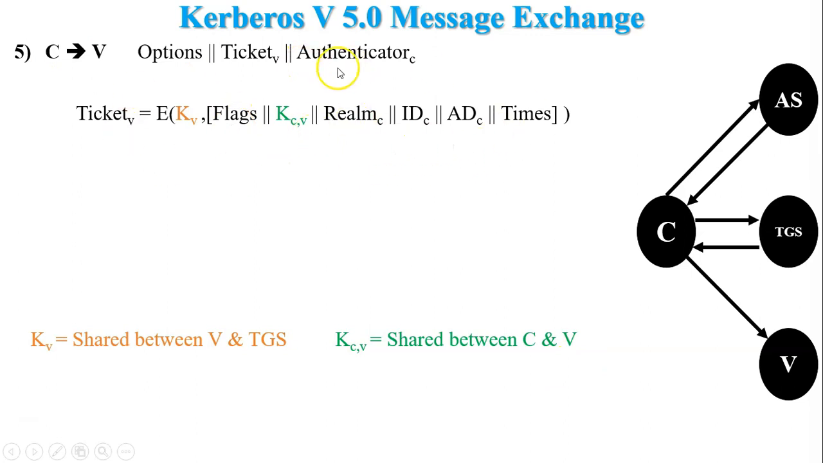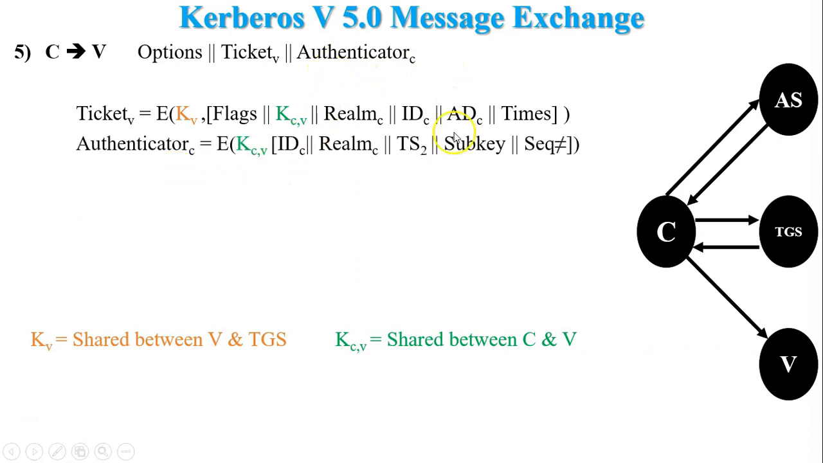server. The last portion of the message is Authenticator C, which is also in encrypted form. Authenticator C is encrypted using the session key KCV. Server V has already received the session key KCV from ticket V. So Authenticator C is decrypted by server V using the session key KCV. After decryption of Authenticator C, the first 2 values of Authenticator C, IDC and realm-C, are matched with ticket V. If both values are the same, it means the client is authenticated.